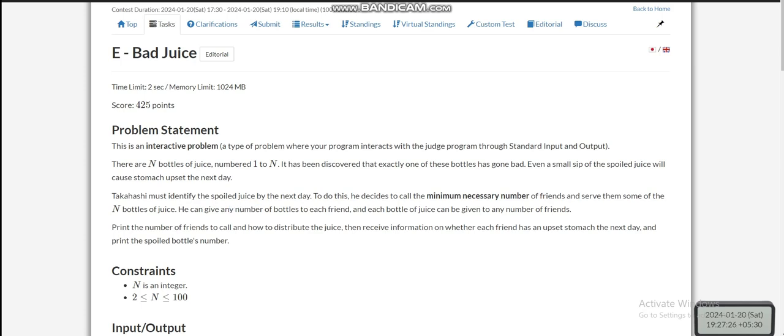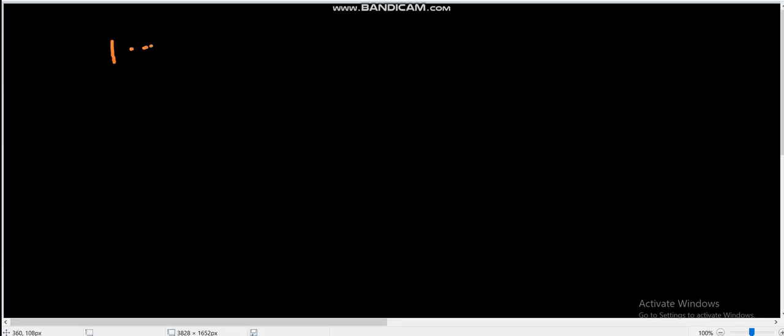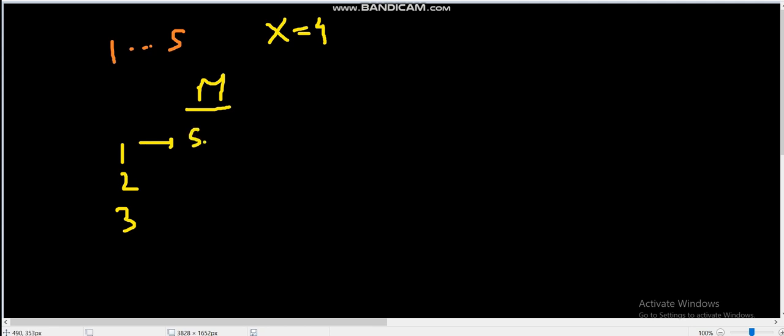So let's say we have bottles from 1 to 5, and among these 5 bottles the fourth bottle is bad, so X equals 4 is bad. Now we have to determine the minimum number M, such that after interacting with the judge we can determine the value of X. So we invite M friends, let's take M equals 3, and serve friend 1 set S1, friend 2 set S2, and friend 3 set S3.